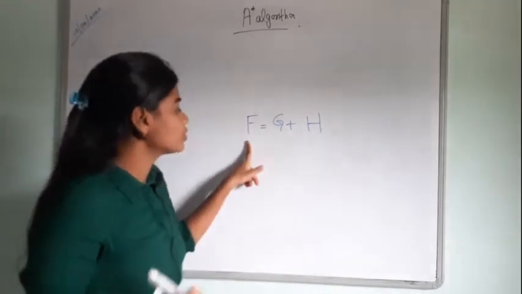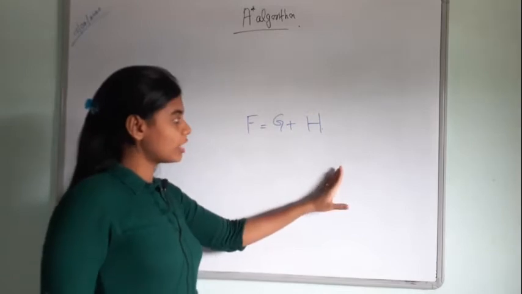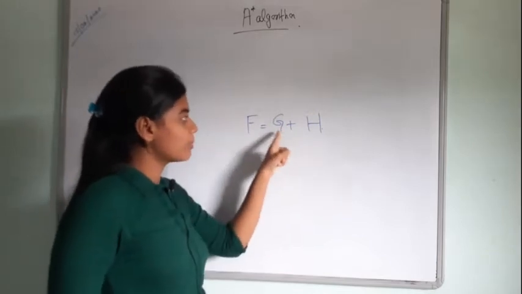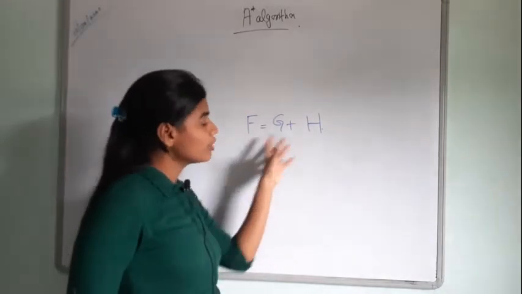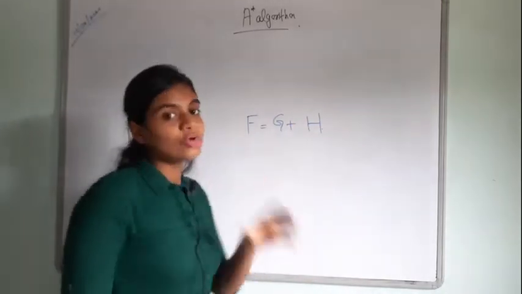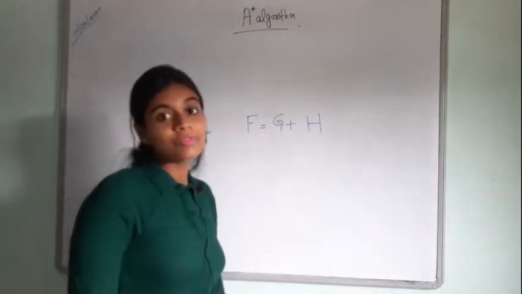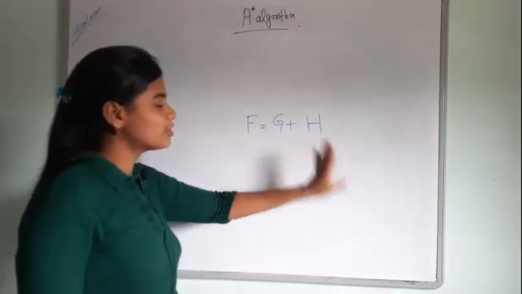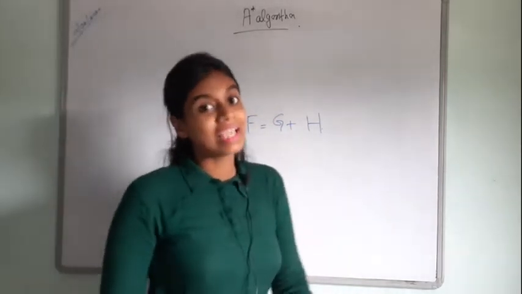Now F is used to choose from the start node to the goal node, from one node to another node, with the help of the sum of G plus H. G is the cost from one node to another node, and H is the heuristic path, or estimated path, from the current node to the destination node. That is how F is equal to G plus H. This formula is very important to solve the problems of the A-star algorithm.